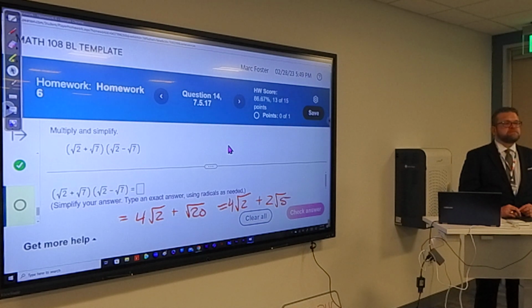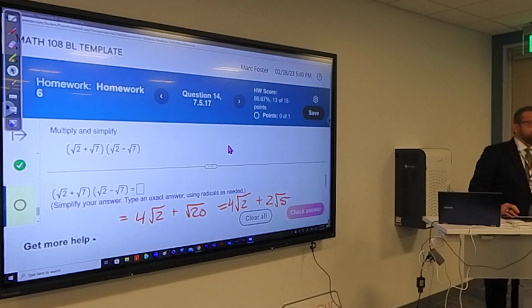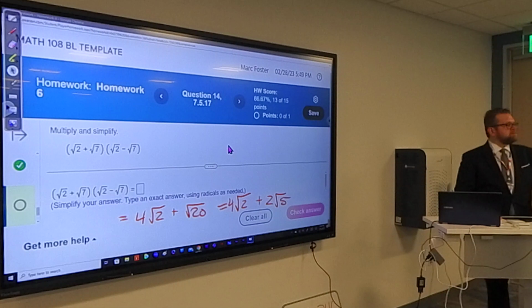Square root of 2 times square root of 2 is square root of 4. I don't want to foil this out. -7, positive 7. No, I don't want to foil this out. I'd be wasting my time. 7 plus 2 is... Not 7 plus 2.